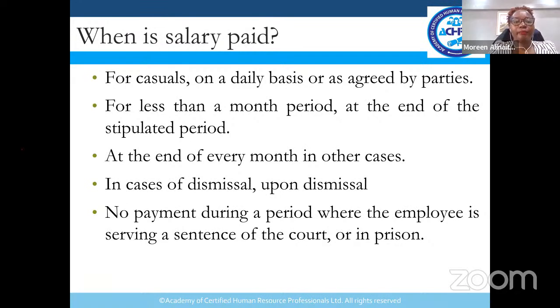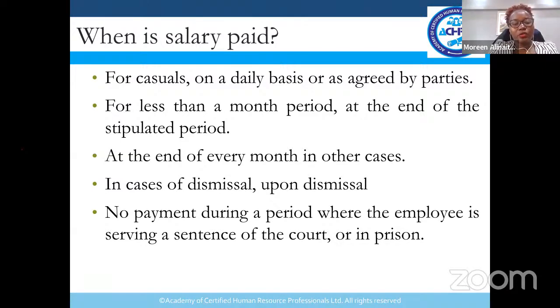When is salary paid? For casuals or casual workers, it's paid on a daily basis or as agreed by the parties, okay? For less than a month period, at the end of the stipulated time. For example, somebody is working for 3 weeks, you can pay them salary at the end of the 3 weeks. It can also be paid at the end of each month in other cases. This is the common one, like every end of the month, people get paid their salary in most organizations.